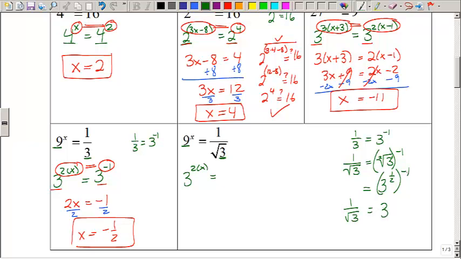So 1 over the square root of 3 is the same thing as 3. I'm going to multiply my exponents here to get negative 1/2. The negative tells me I moved downstairs. The 1/2 says I'm a square root. So 1 over the square root of 3 can be rewritten as 3 to the negative 1/2.